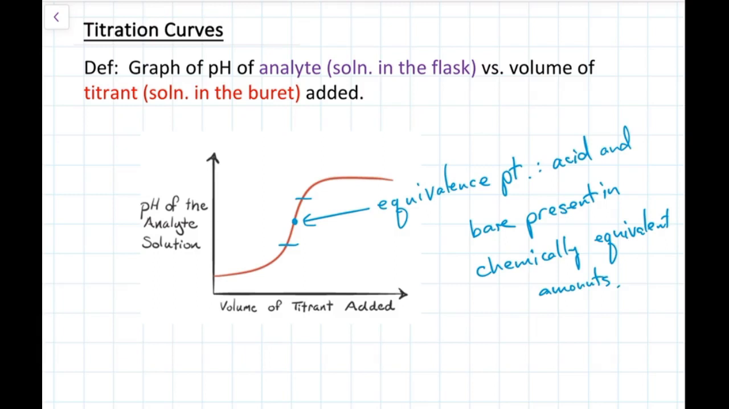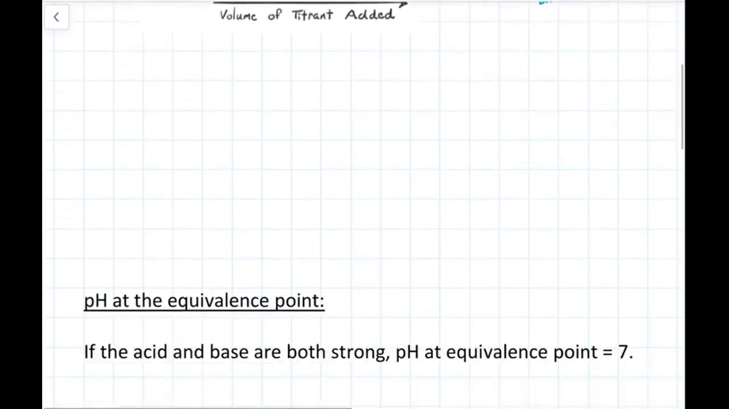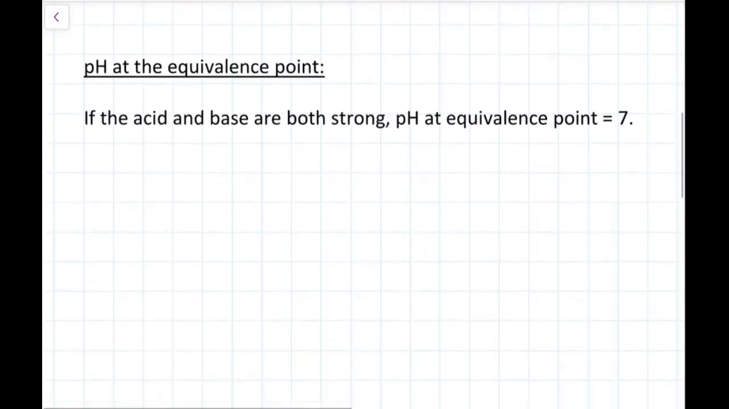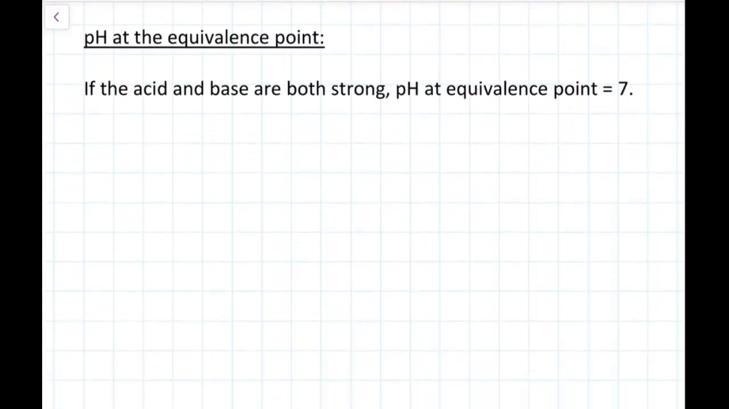It means if the balanced equation calls for 1 mole of acid for every 1 mole of base, when you actually have that in the flask after you've added some base to acid, that would be where you're at the equivalence point, right? Now, in a lot of cases, the equivalence point is at 7, but not always, right? So we want to talk about why that is. So pH at the equivalence point. If the acid and base are both strong, you will get a pH at the equivalence point of 7.